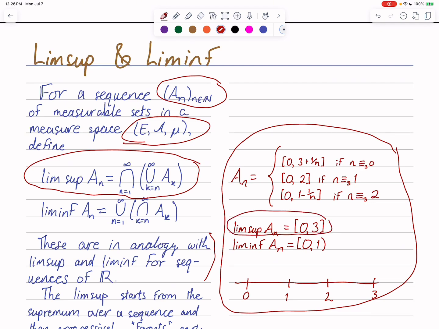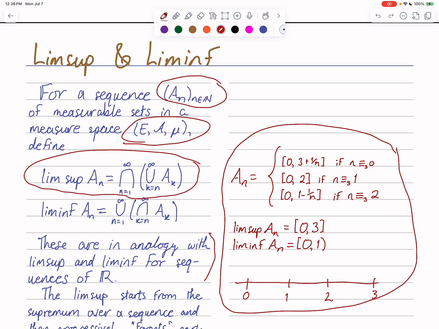Well, I claim that the limsup is the interval from 0 to 3. Now let's think about why that might be. Well, set n equal to 1, and then we union over everything that you could possibly get. Now, with k equal to 1, we'll first enter this clause, we'll get the interval from 0 to 2.